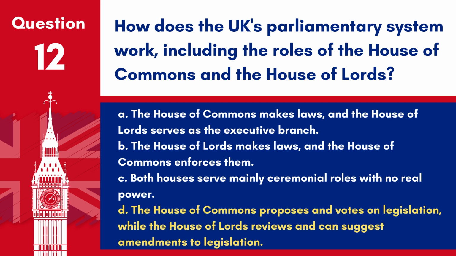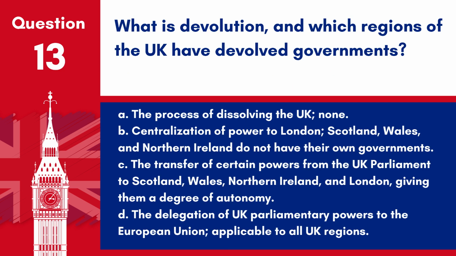Answer: D. The House of Commons proposes and votes on legislation, while the House of Lords reviews and can suggest amendments to legislation. The UK's parliamentary system is bicameral, with the elected House of Commons holding the primary responsibility for making laws and the appointed House of Lords acting as a revising chamber, providing scrutiny and expertise. Question 13. What is devolution, and which regions of the UK have devolved governments?